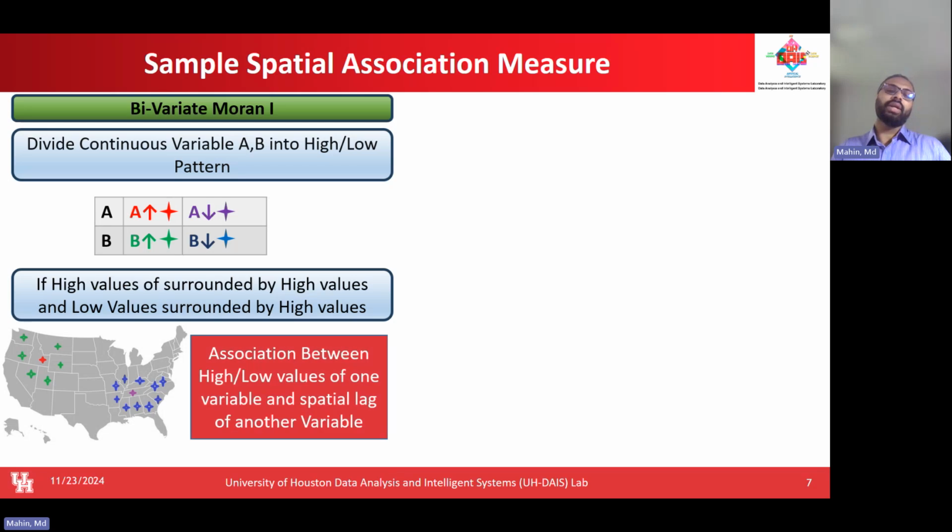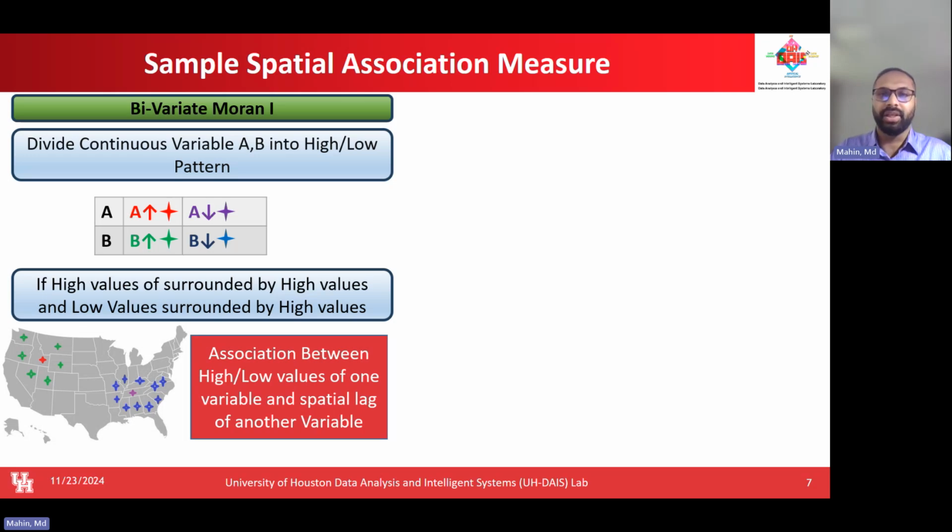So actually, what it is doing is trying to find the association between high and low values from one variable and the spatial lag of another variable. Spatial lag means how the values of the other variable surround this particular value from another variable, not how they are directly associated.